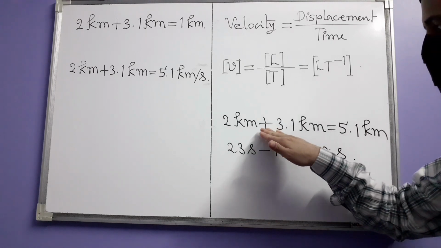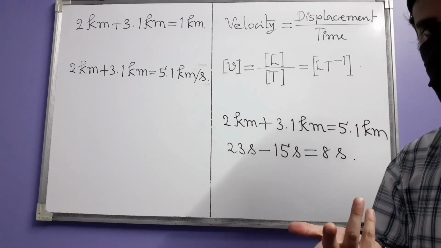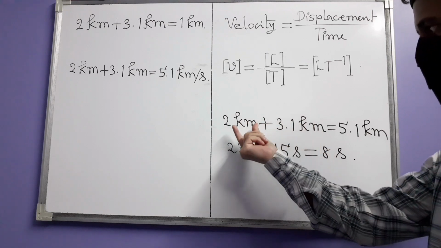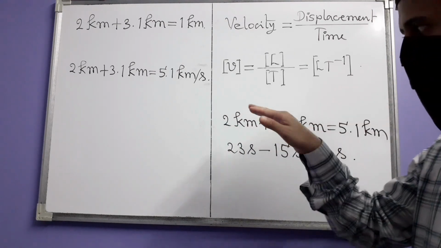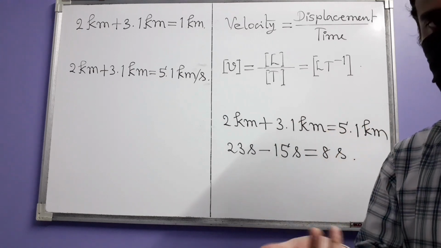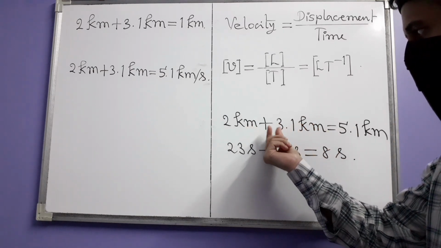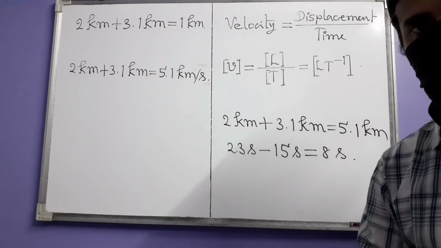So you see that addition and subtraction do not affect dimensions. First of all, you can only add or subtract if all the quantities have the same dimension. And the second thing is that the act of addition or subtraction keeps the dimension the same.